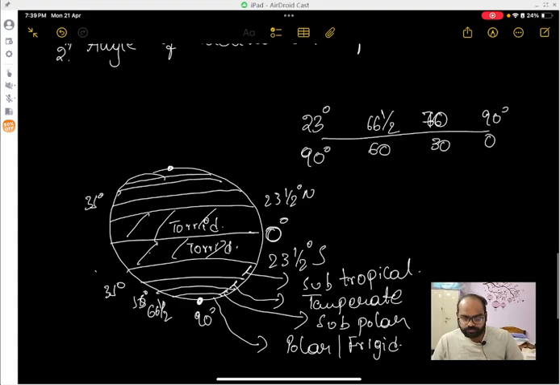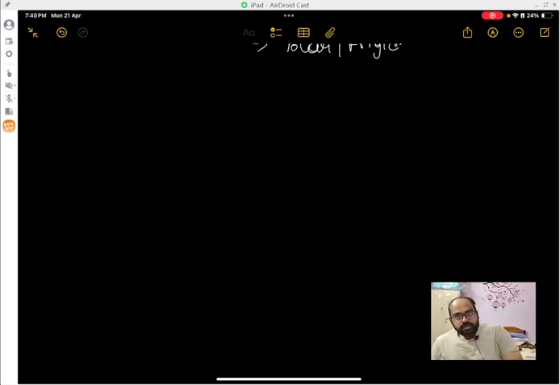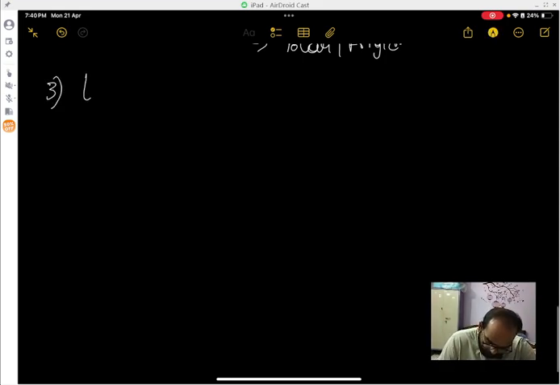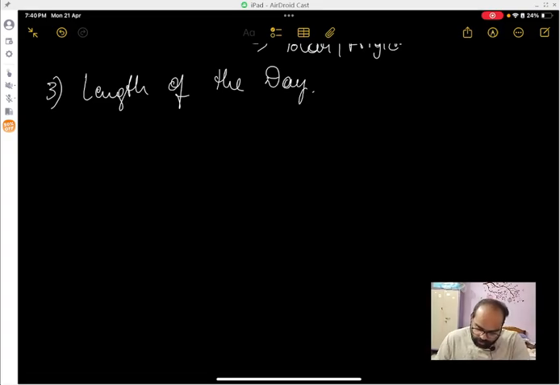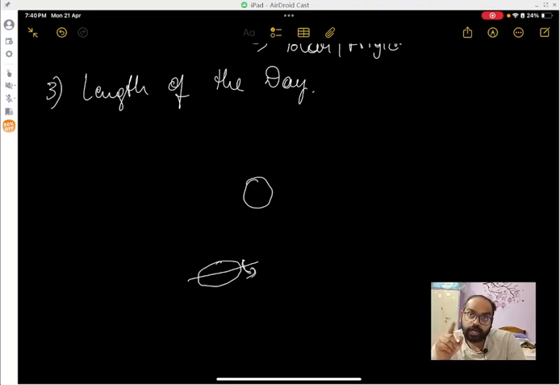And the amount of insolation also depends upon the third factor, the length of the day. See, if this is the sun and this is the earth, the earth rotates from west to east in an anti-clockwise direction. It rotates on its axis in an anti-clockwise direction, and also revolves around the sun in an elliptical way.